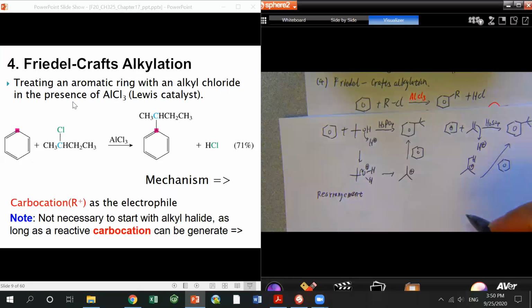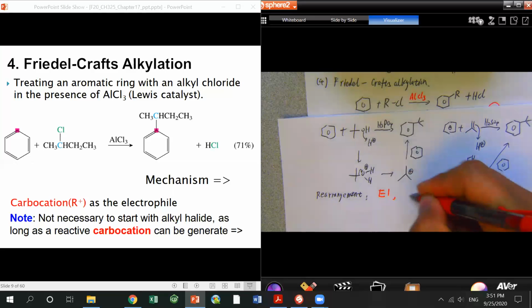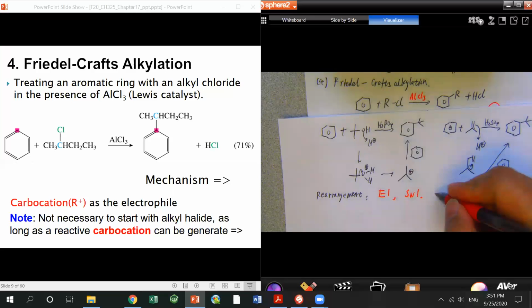Can anyone type other rearrangement reactions in the chat window, from what we learned so far? Including this one, we learned a total of four reactions with a carbocation intermediate that can generate the rearrangement product. That's right, you guys are pretty good. E1, SN1, and the alkene addition under mechanism one.